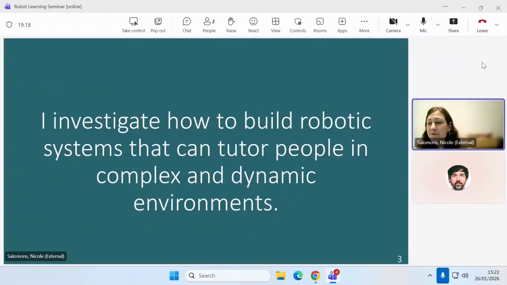So I investigate how to build robotic systems that can tutor people or in general help people in complex and dynamic environments.